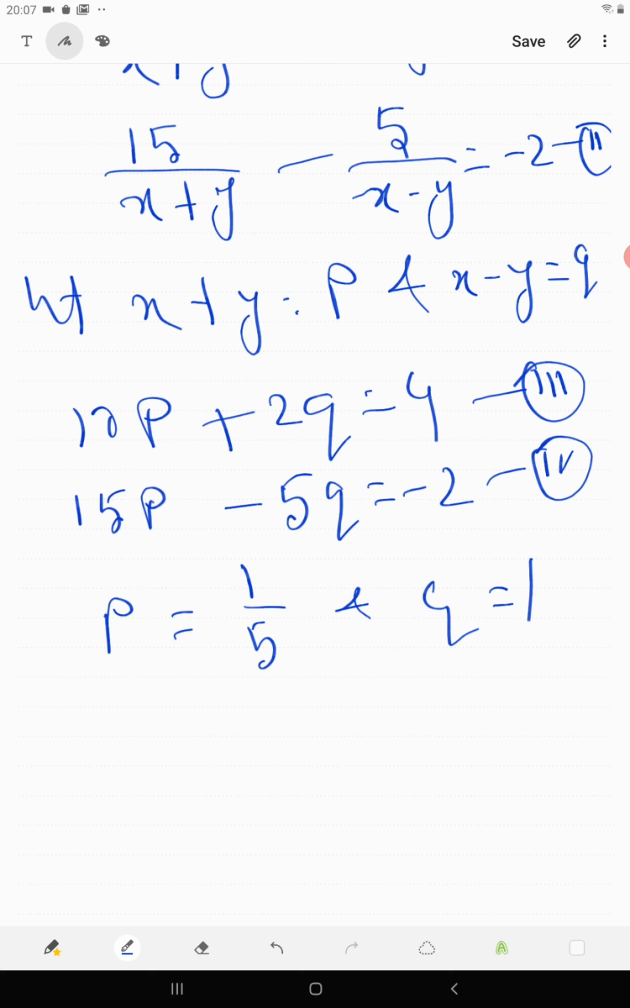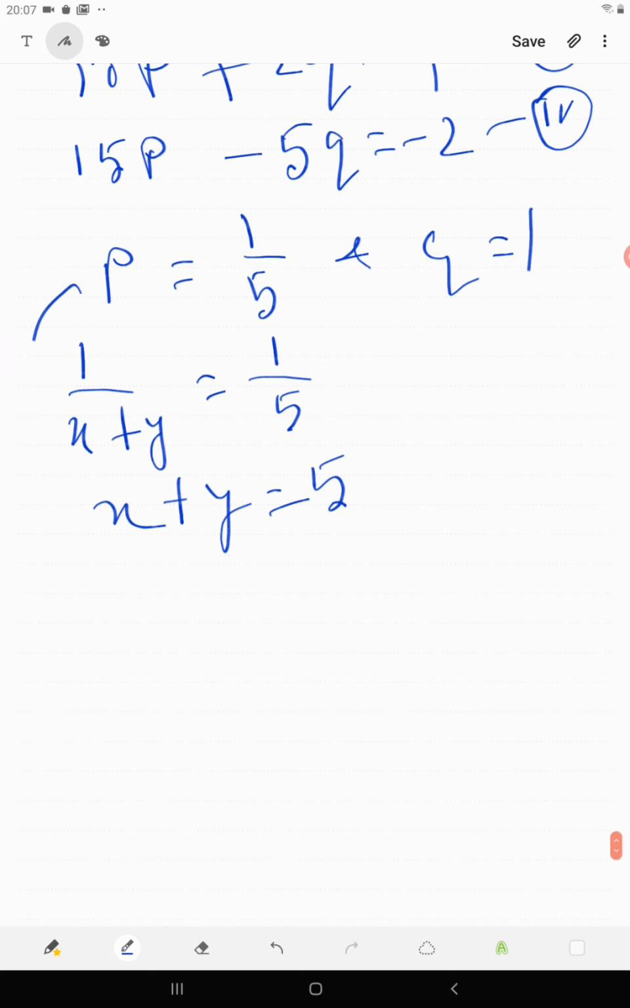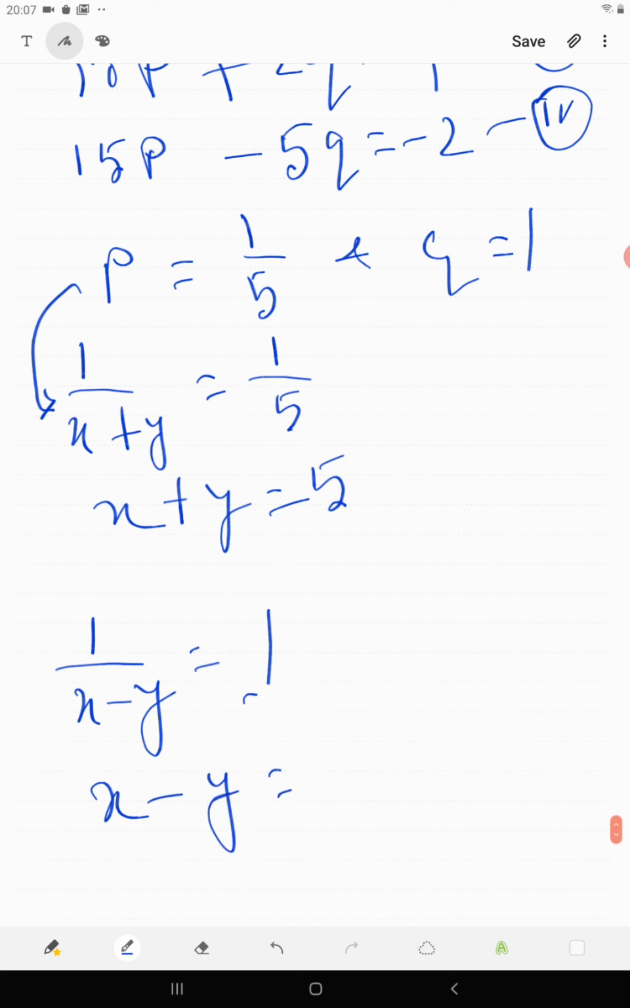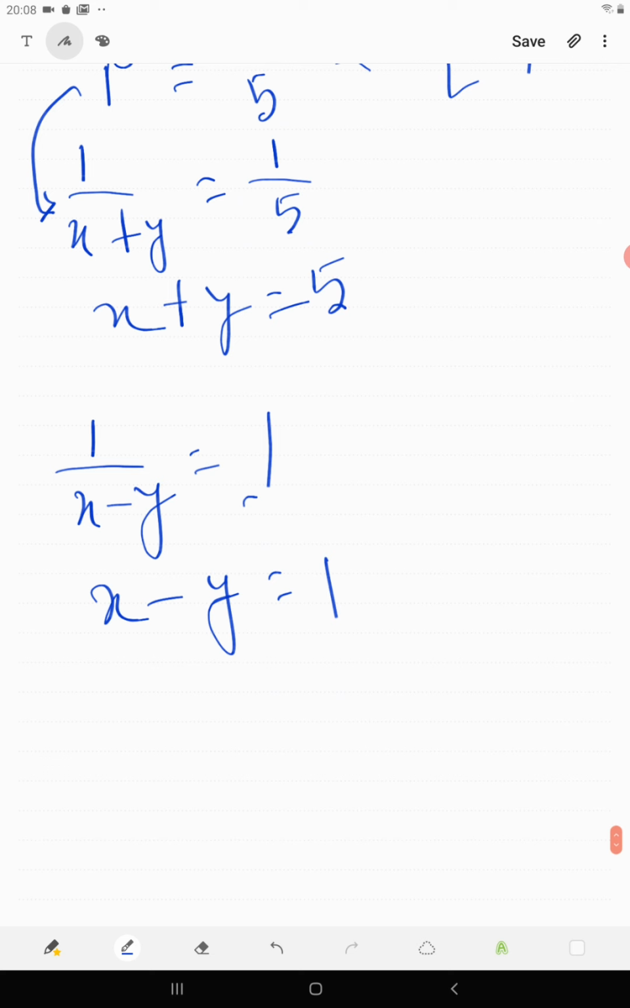That means we know 1 by (x plus y) equals 1 by 5. So x plus y will be 5. Okay, because p is 1 by 5, hence 1 by (x plus y) is 1 by 5. So x plus y will be 5. Similarly, from q equals 1, we will get 1 by (x minus y) equals 1. So x minus y will be 1, because x minus y will go towards the right. So 1 by 1 is 1. So we have now again two equations. x plus y is 5 and x minus y is 1.